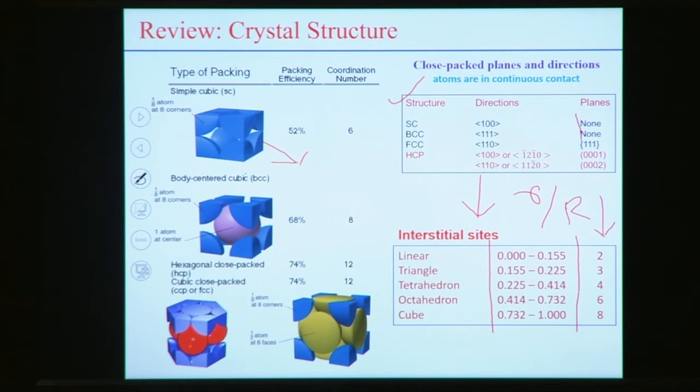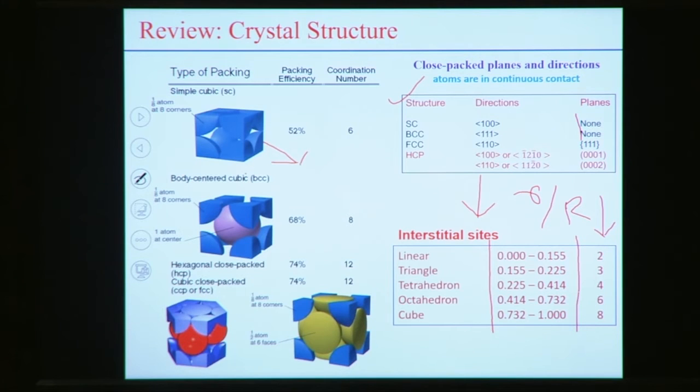So here the coordination number of this cubic site is 8. Similarly, we can analyze the octahedron and tetrahedron sites that we have already discussed, and these octahedron and tetrahedron sites actually exist in both types of crystal structure, FCC and BCC. So this was just a review of the crystal structure.